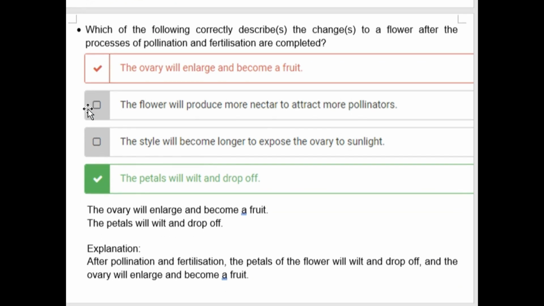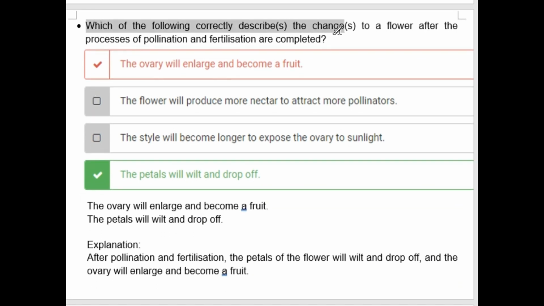Which of the following correctly describes the changes to a flower after the processes of pollination and fertilization are completed?